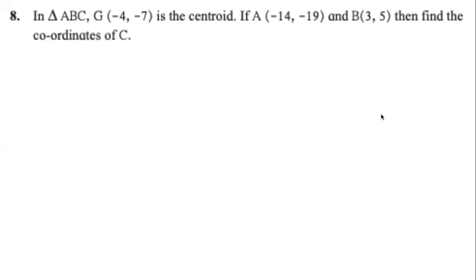Look at question number 8 of practice set 5.2. It says in triangle ABC, G(-4, -7) is the centroid. So G is given. Two vertices are also given. A is (-14, -19) and B is (3, 5). We have to find the coordinates of C. I will write certain things. I will ask you certain things. So clearly this is X, this is Y, X1, Y1, X2, Y2, and we have to find X3, Y3.